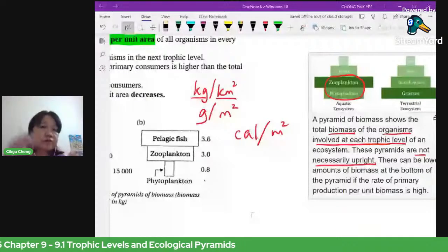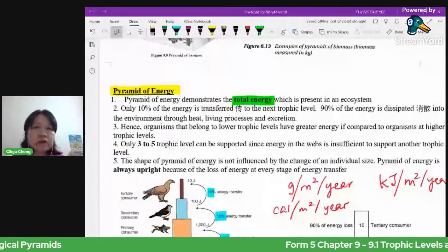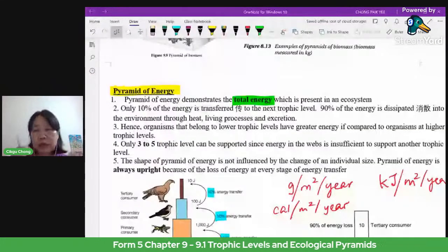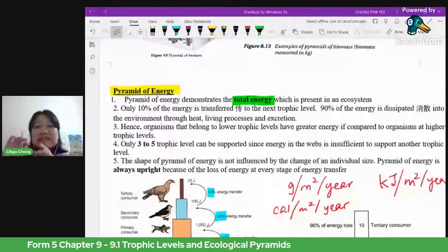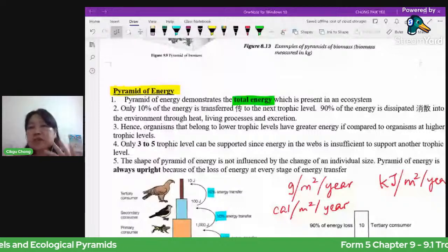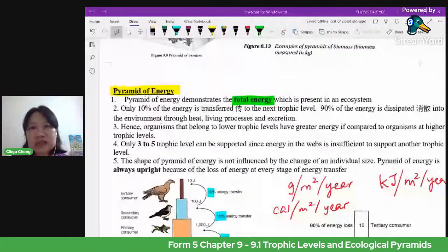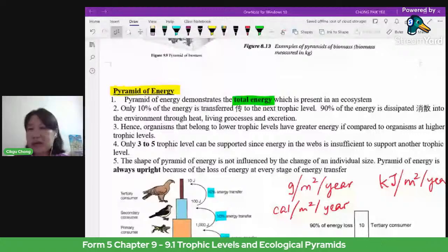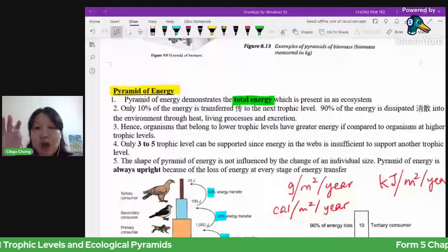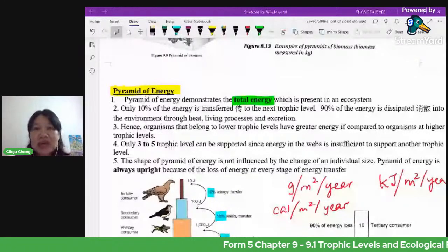Whatever it is, your pyramid of energy always has more energy at the bottom level compared to the top level, because when it transfers to the next level, 90% is lost already. You only get 10% to go up. So it's not possible for something on top to have more energy than the bottom, because 90% is lost already. Whatever is on top cannot be more than the bottom. So that's why this one is not possible to be inverted. You will always get upright.